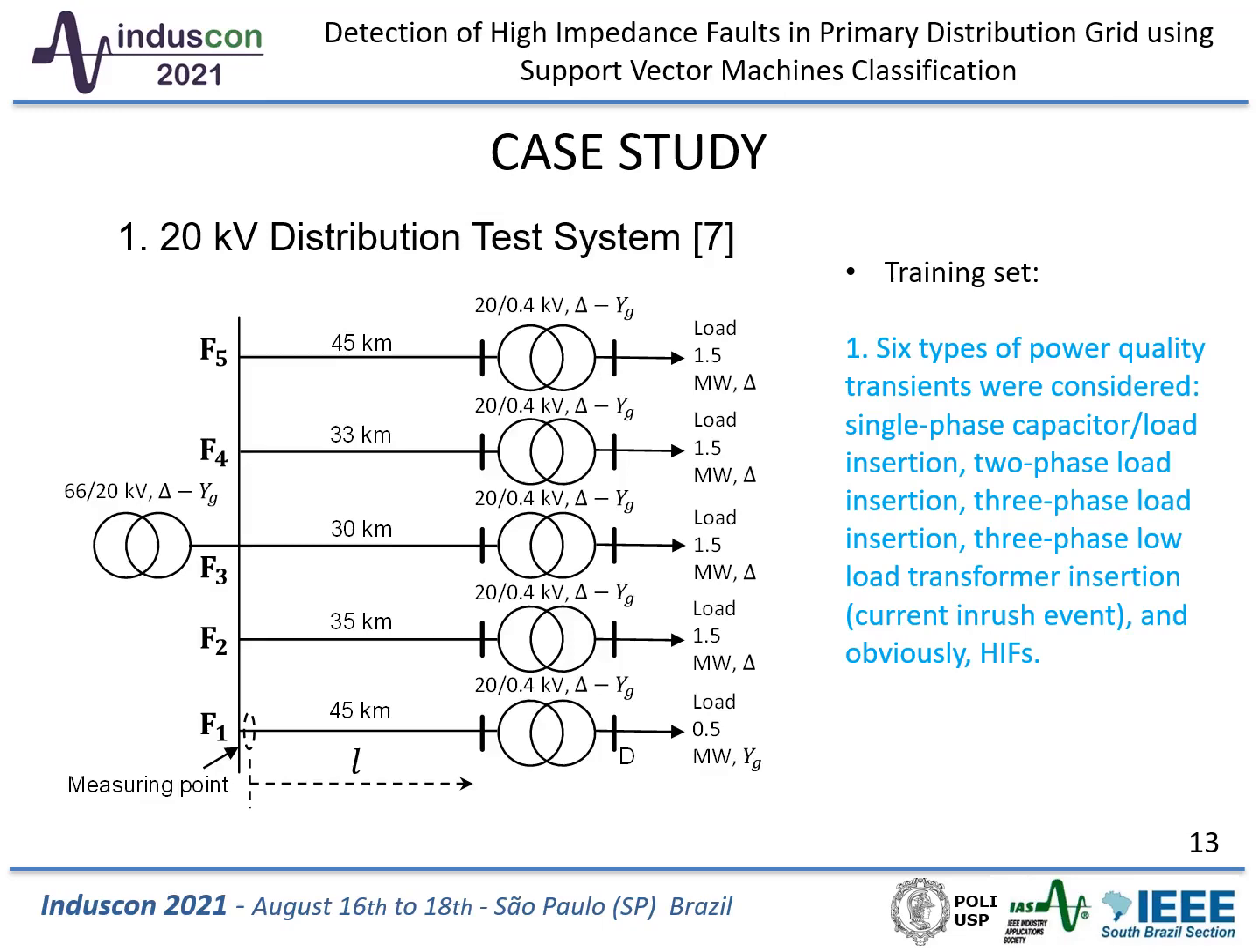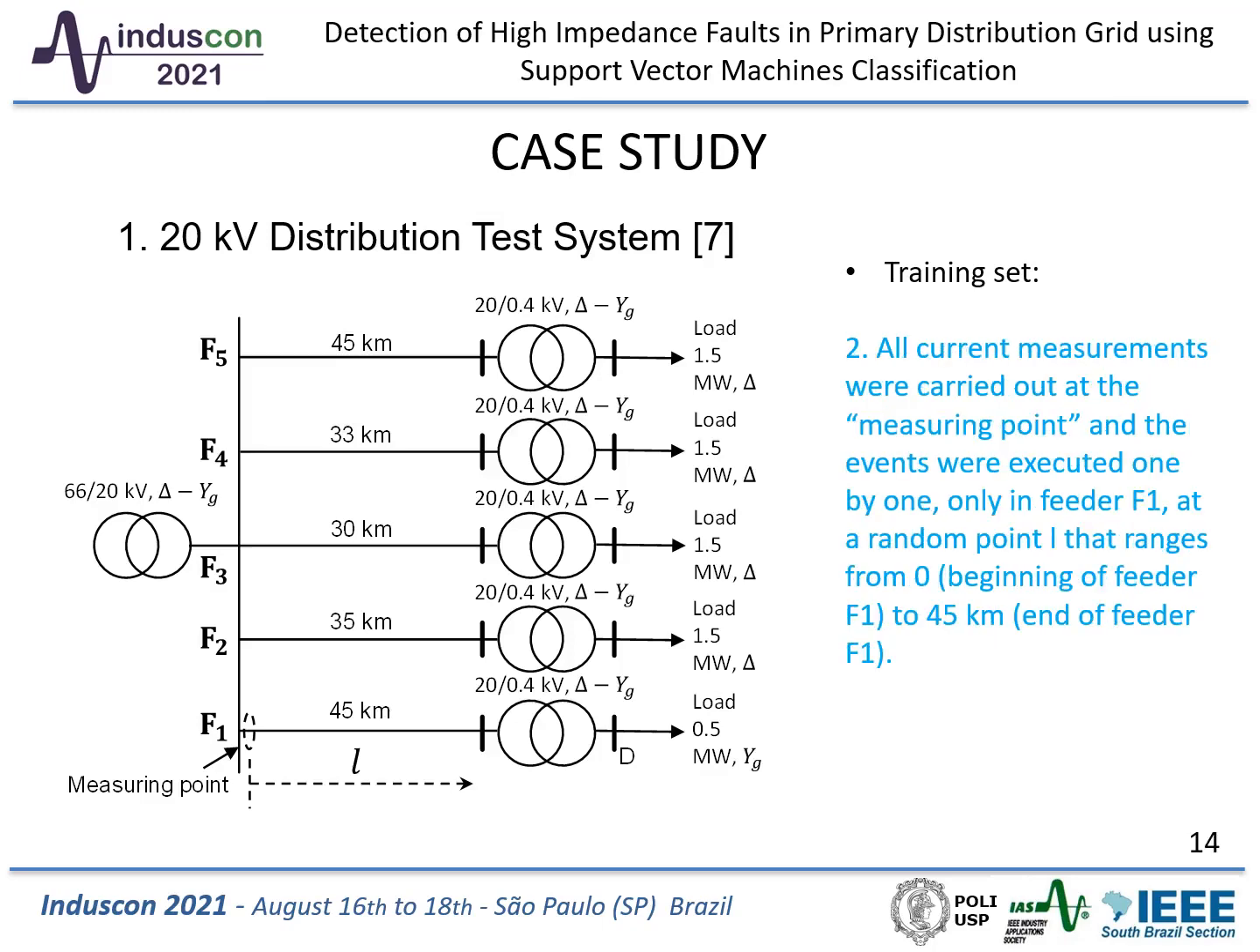As mentioned before, an effective SVM classification is required in order to distinguish between HIFs and the daily common transients already mentioned. The training set is established through several simulations conducted in the 20 kV test system presented. Six types of power quality transients were considered: single-phase capacitor or load insertion, two-phase load insertion, three-phase load insertion, three-phase low load transformer insertion to attribute the current inrush events, and obviously HIFs.